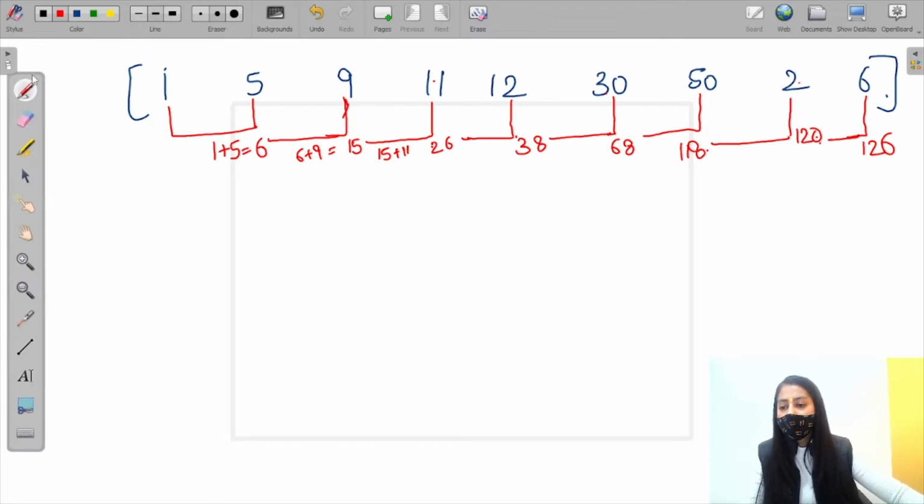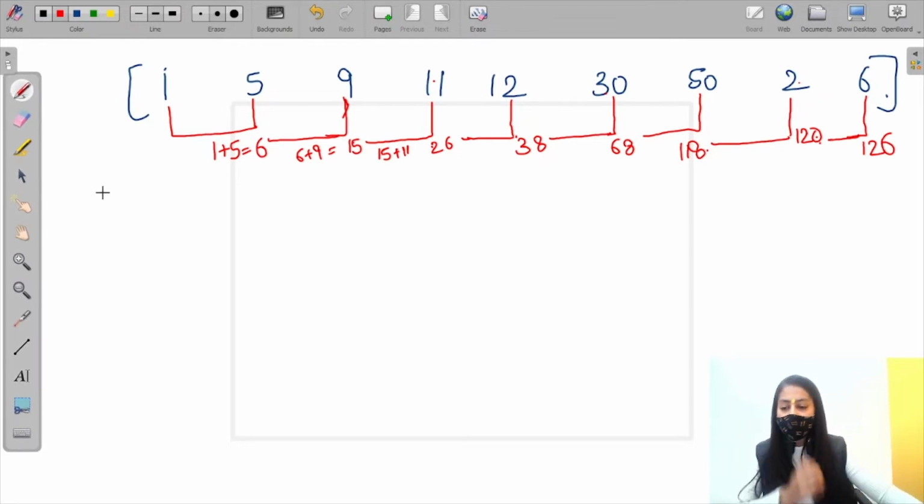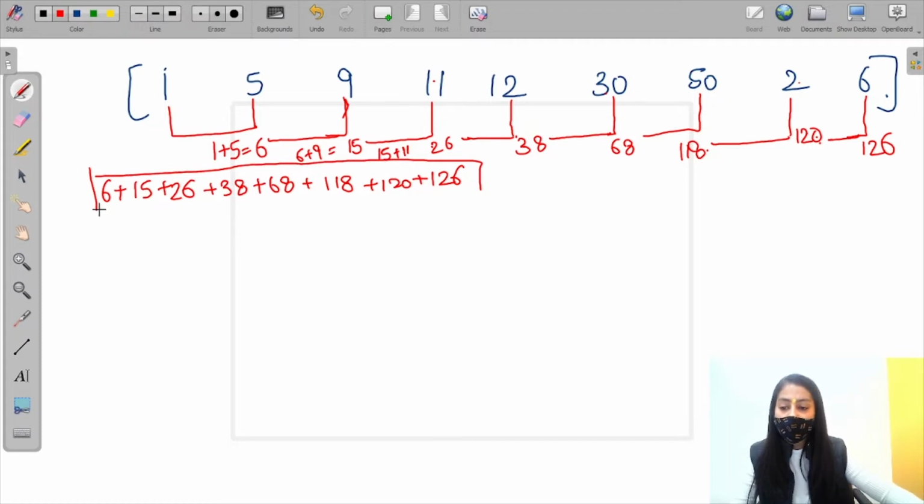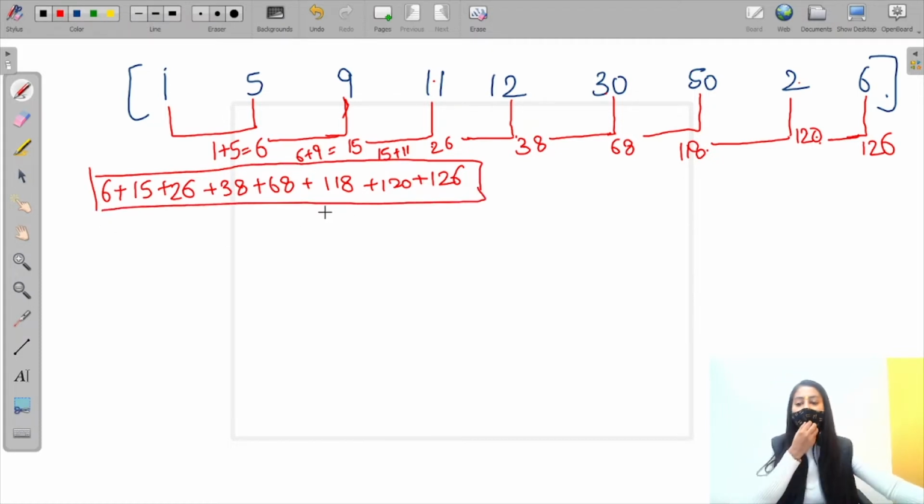So in order to combine all these sticks, you have to pay a cost of 6 plus 15, next 26, next 38, next 68, plus 118, plus 120, plus 126. So you have to pay a total of this much cost in order to combine all these sticks. Now you have to minimize this value. Now you have to minimize this cost, right?